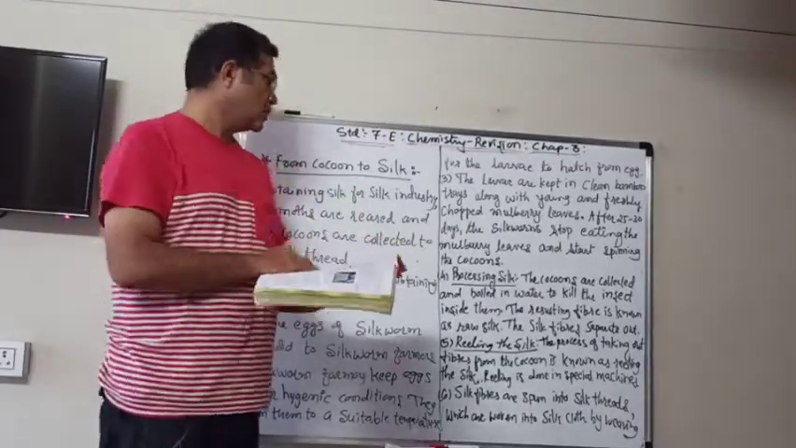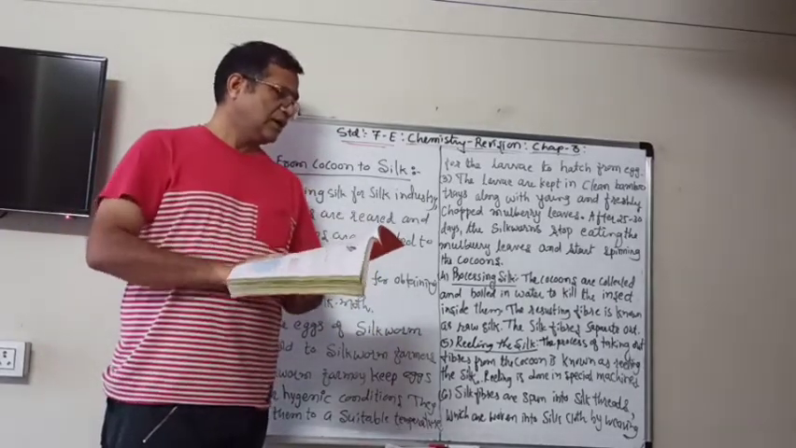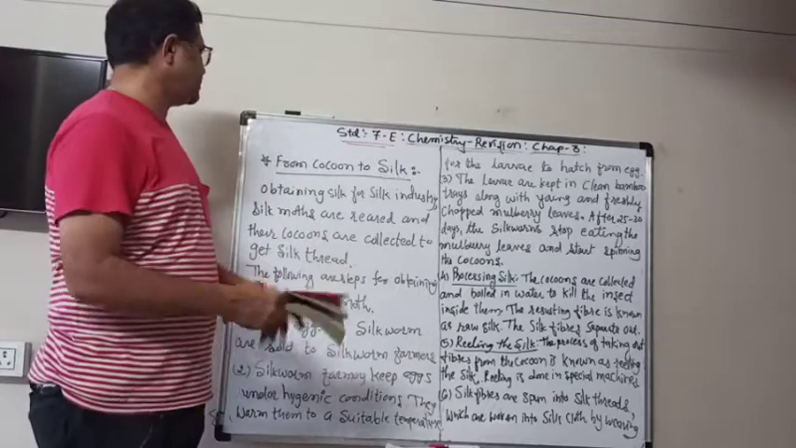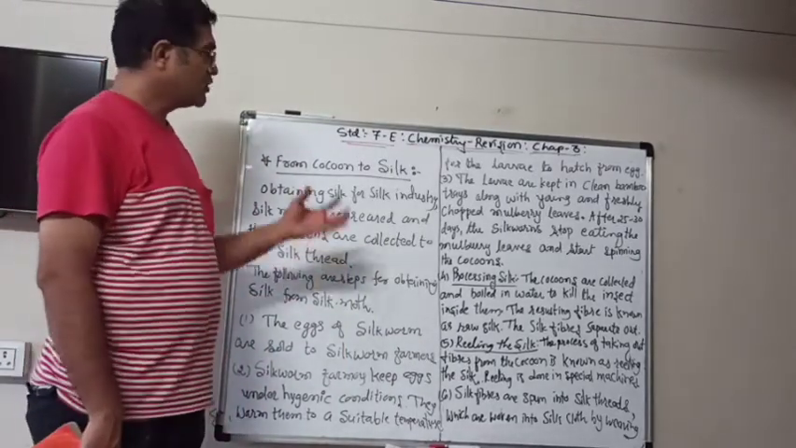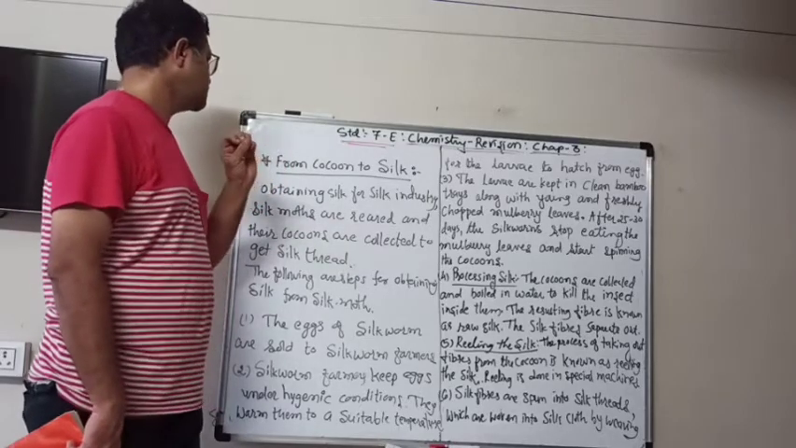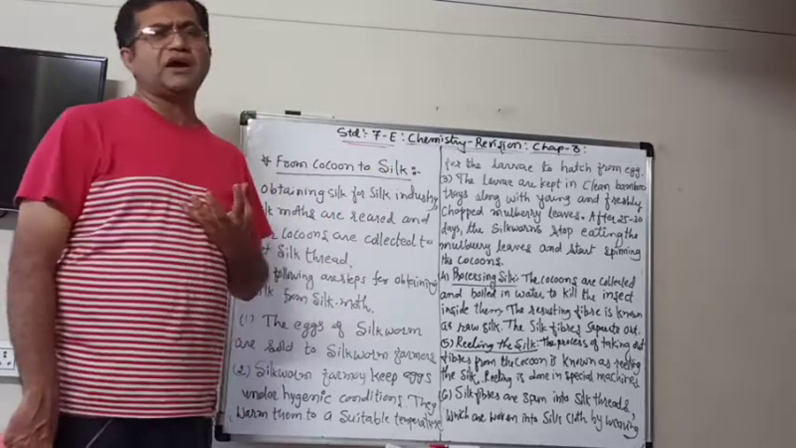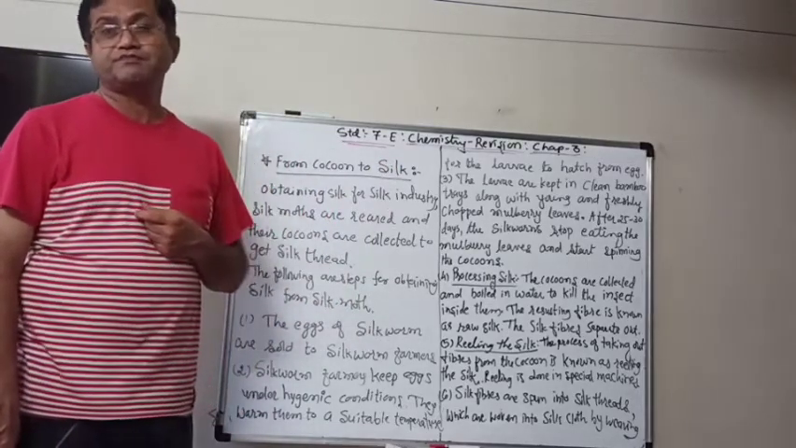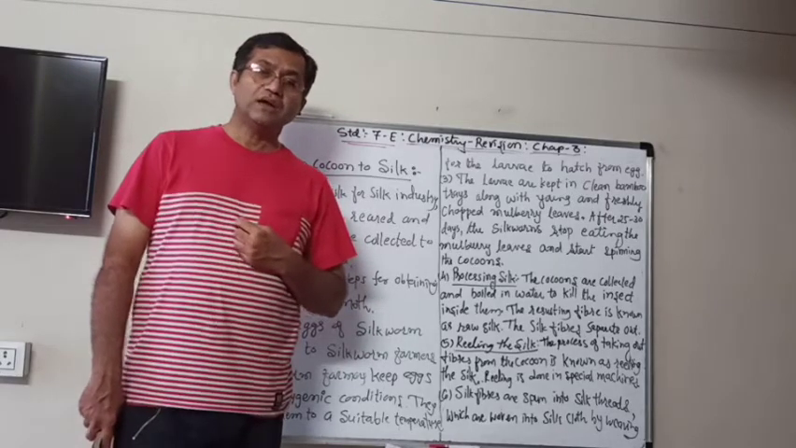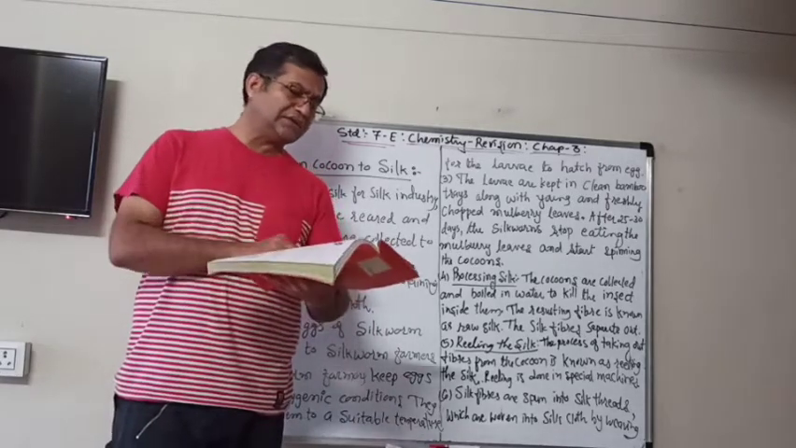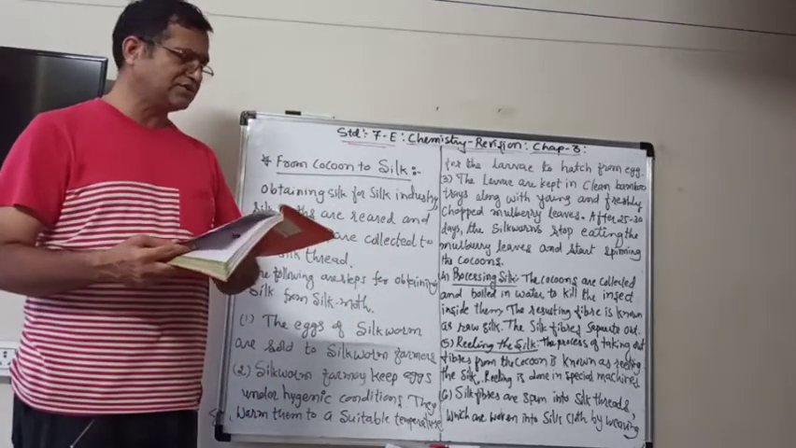Now, from cocoon to silk. Here we learn that to obtain the silk from the silk moths, we are rearing them on the mulberry trees because they like the leaves of the mulberry trees.